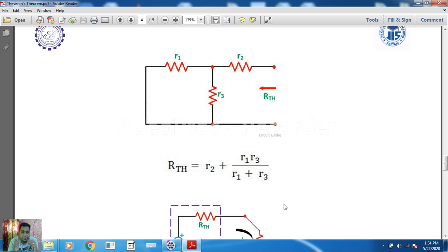So in the first step we simplified the circuit and found the equivalent voltage source. Next, we removed all the sources from the circuit, viewed from the open terminal, and found the equivalent resistance of the circuit. That is known as RTH.